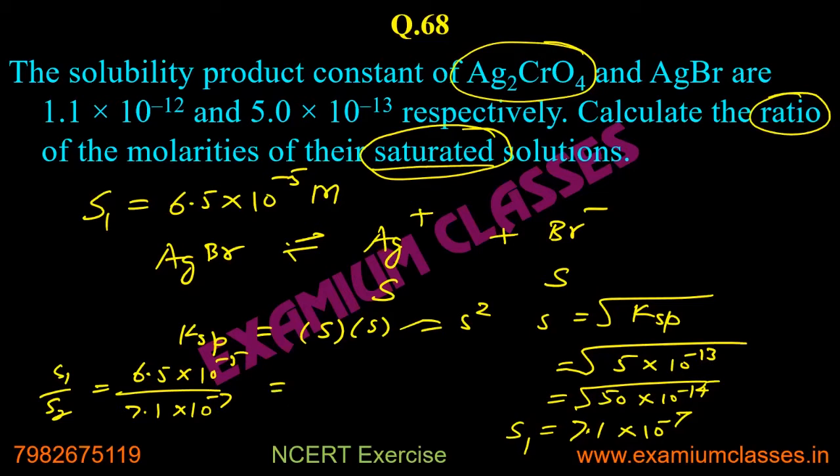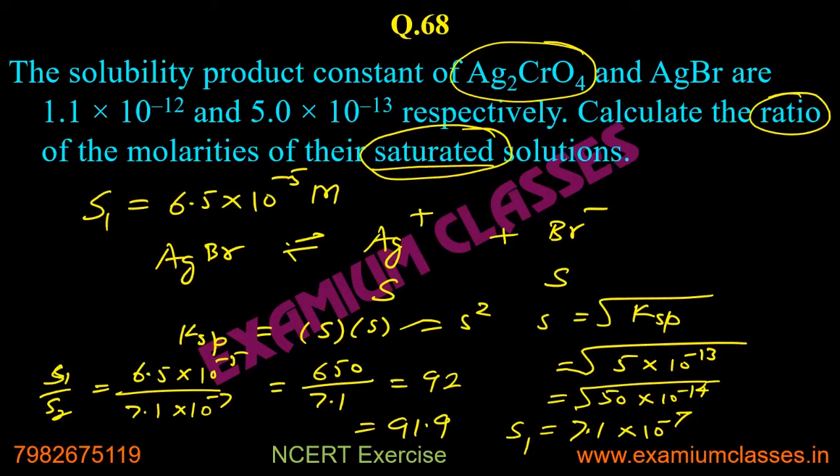10 to the power minus 5, 10 power minus 6 means 100. So 650 divided by 7.1. If you divide by 7, 7 nines are 63. 29, 7 twos are 14. Around it should be 92 point something. Approximately 92 it should be. Just let me see the answer. Exact answer is 91.9.